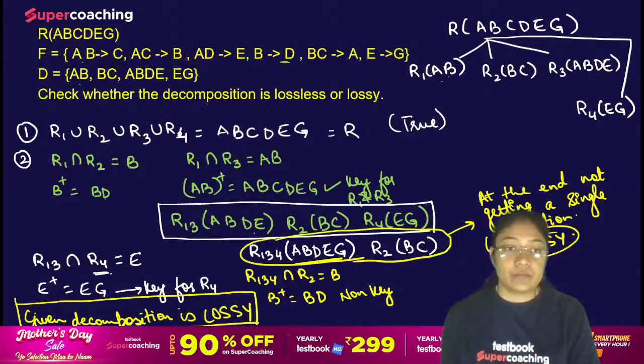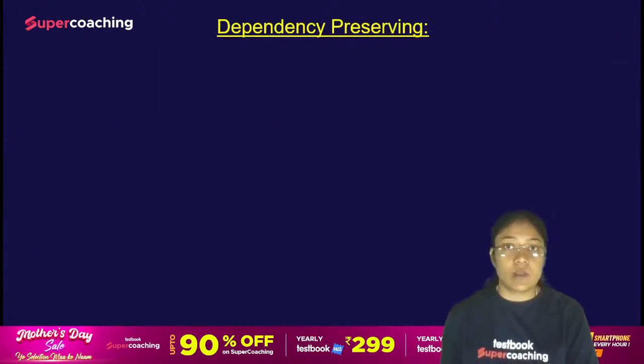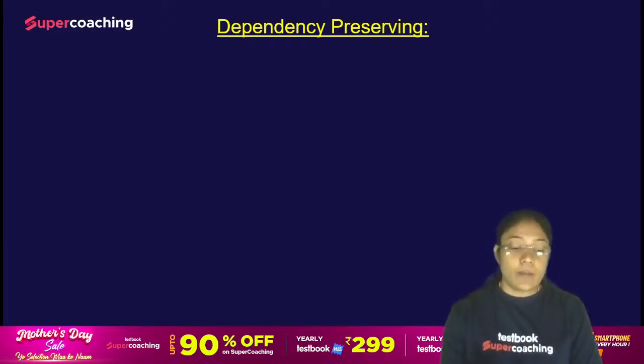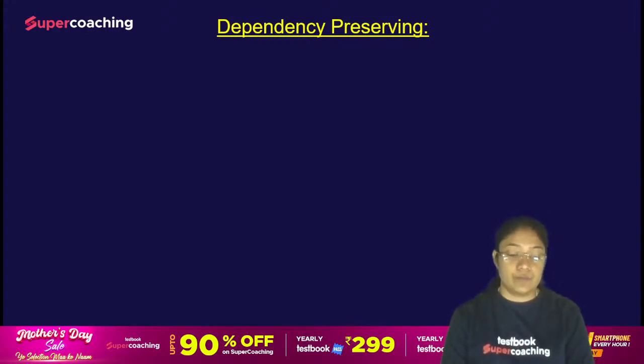Clear? So this is all about lossy and lossless decomposition. Second property is dependency preserving. I hope property 1 is clear. No confirmation. Next one is very easy.